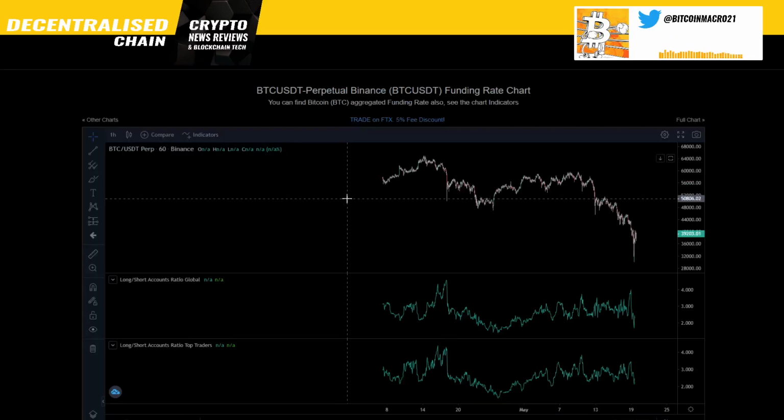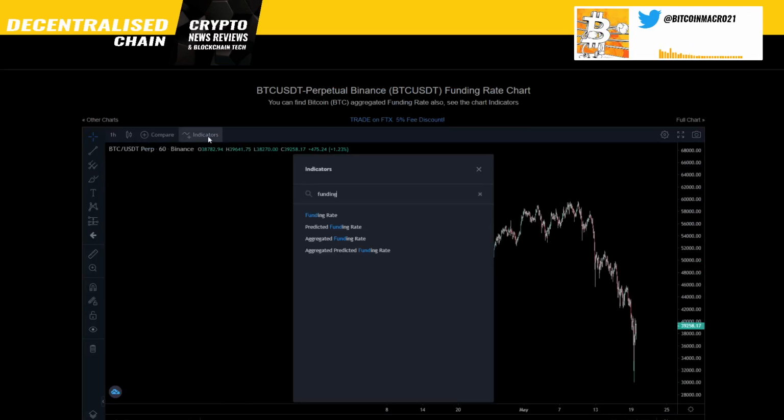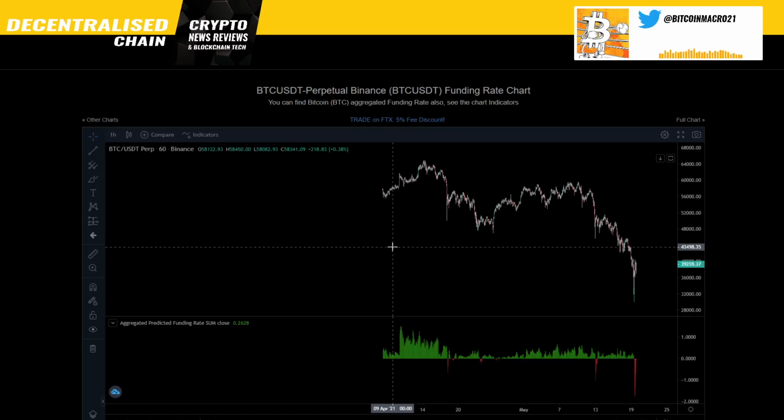Now let's get back into funding a little bit. Let's delete these things right here and go with the funding. I usually prefer to look at the aggregated predicted funding because it's a little smoother and it shows exactly how the predicted funding is going to work.